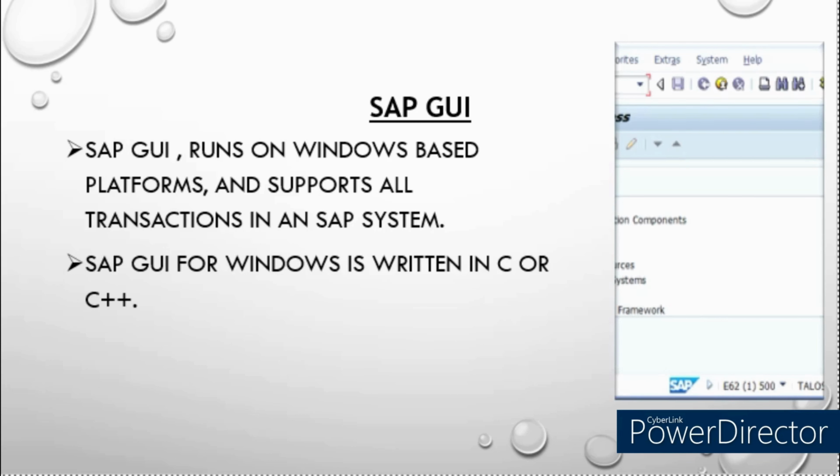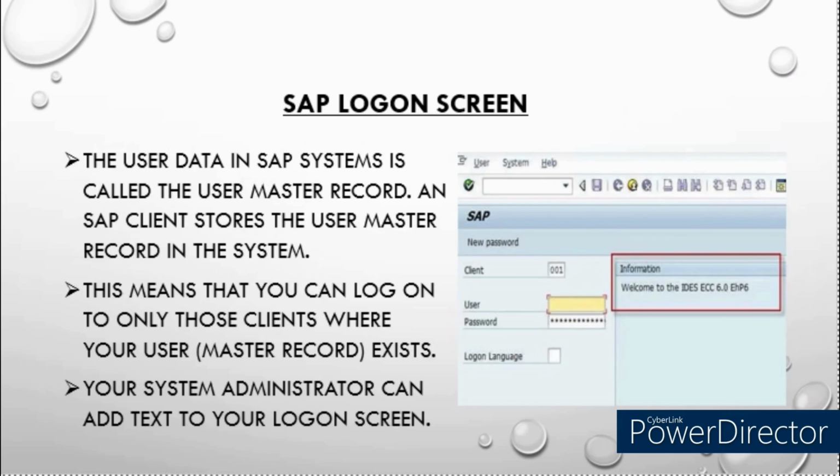SAP GUI runs on a Windows-based platform and supports all the transactions in an SAP system. SAP GUI for Windows is written in C or C++, and here is a first view of an SAP system. The user data in an SAP system is called the user master record, and the SAP client stores the user master record in the system. This means that you can log on to only those clients where your user master record exists. Your system administrator can add text to your login screen.